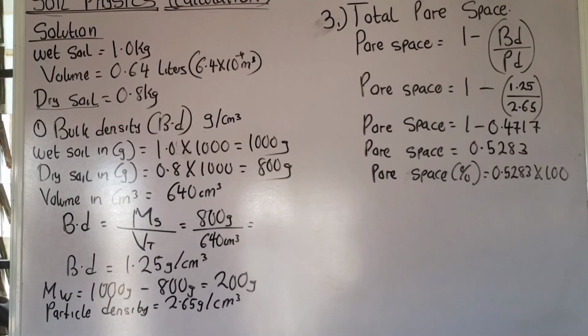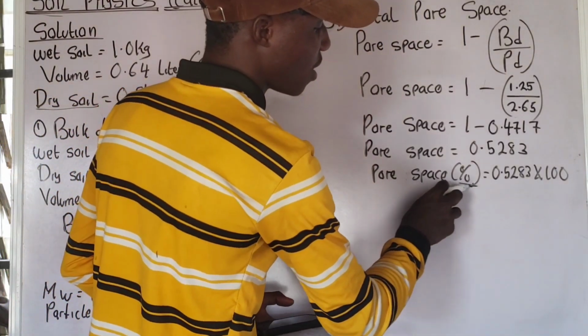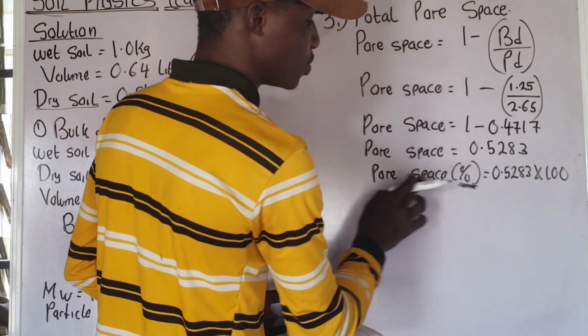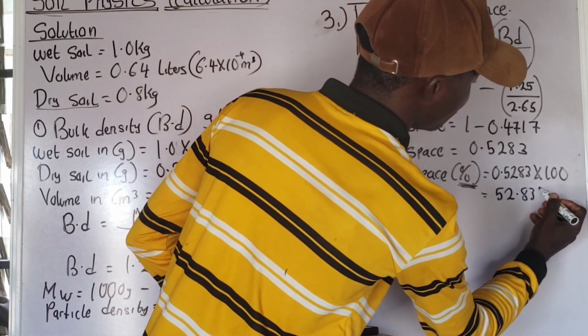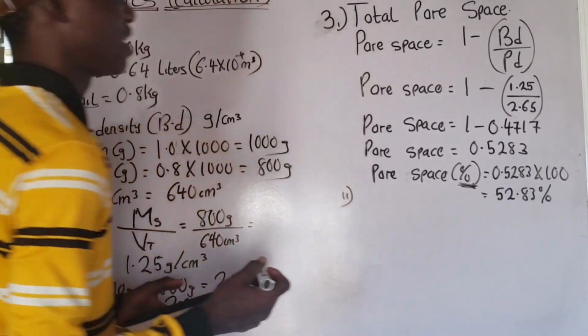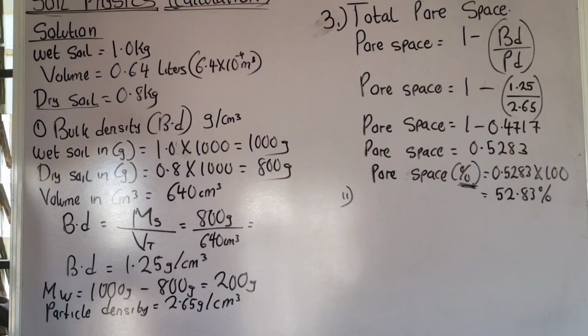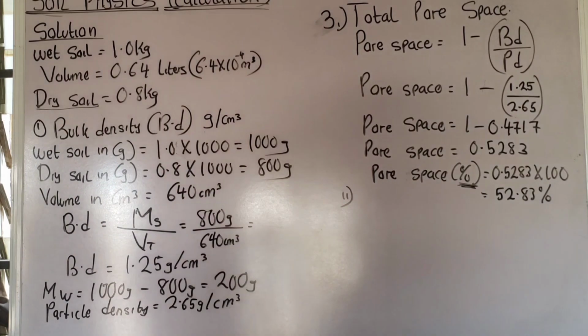The total pore space equals this. Then you put it in percentage by multiplying it by 100%. And you must make sure that you put this: the total pore space in percentage is equal to 52.83%. You understand? Okay. So let us calculate the void space. What do we mean by void space in soil physics?